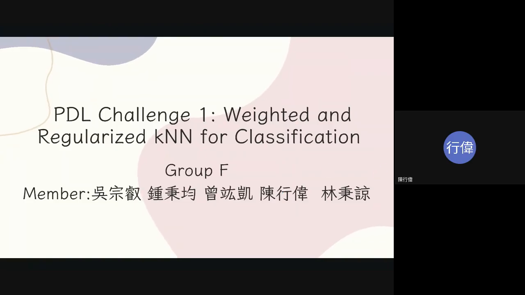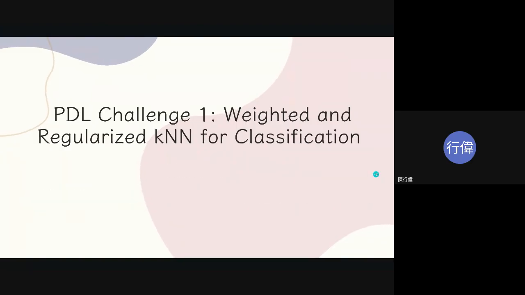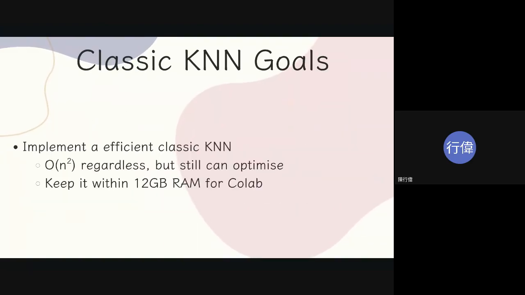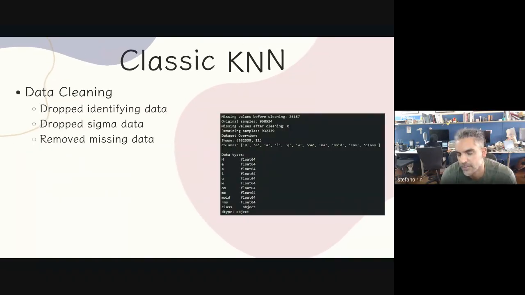First, we'll be doing just like everybody else, the KNN. I'm Joel, and also Chen Xingwei and I will be doing classic KNN. Some of the goals I have for this are to optimize the classic KNN as much as possible and to keep it within 12 GB of RAM for the free Colab runtime, so that we don't run out of memory.